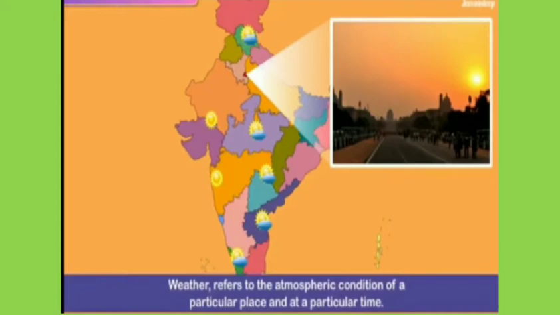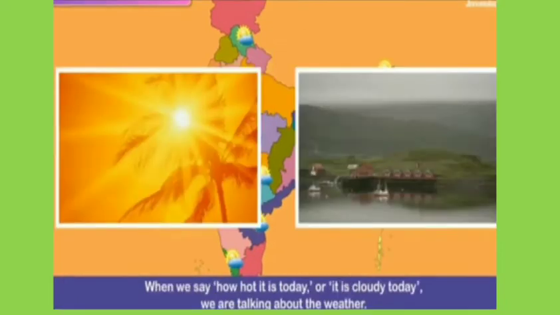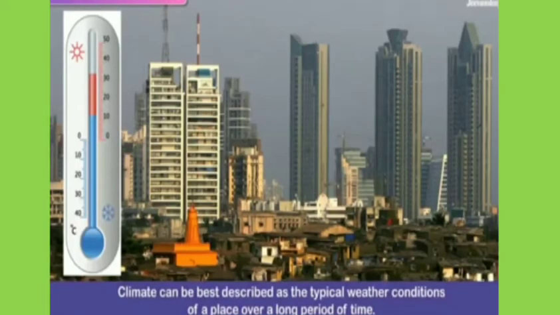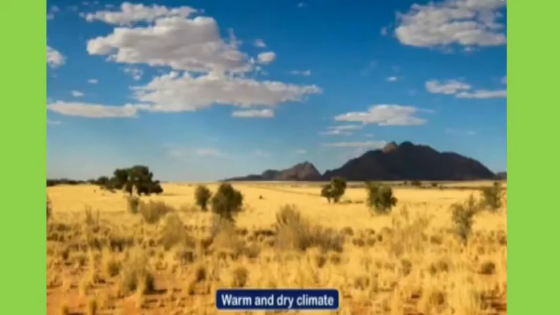Weather refers to the atmospheric condition of a particular place at a particular time. When we say how hot it is today or it is cloudy today, we are talking about the weather. Climate can be best described as the average weather conditions of a place over a long period of time. Example, if a place is continuously warm and dry, the climate of the area is said to be warm and dry climate.